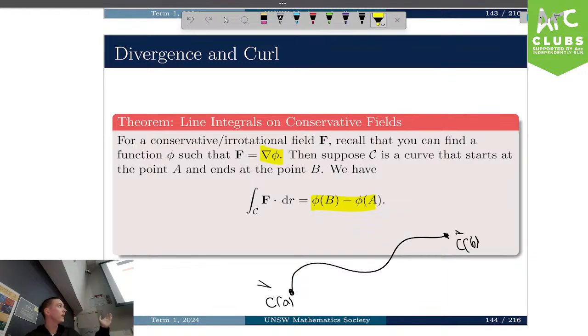theorem. This is technically the same thing as the fundamental theorem of calculus. We see that we integrate f dx from a to b, it's just f of b minus f of a. This is the same thing, just in a different context.